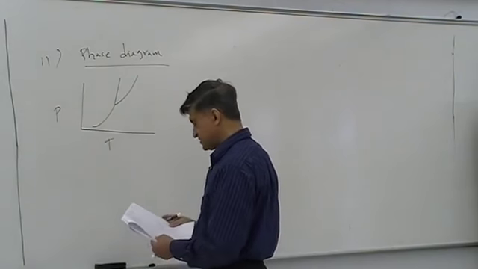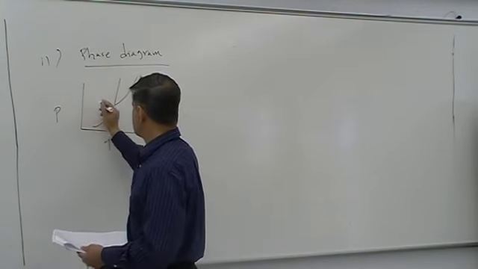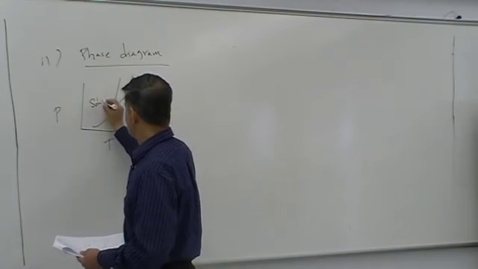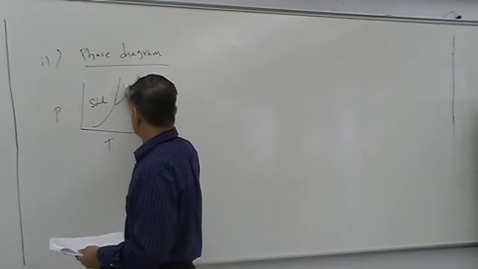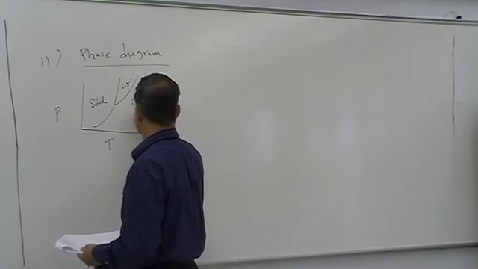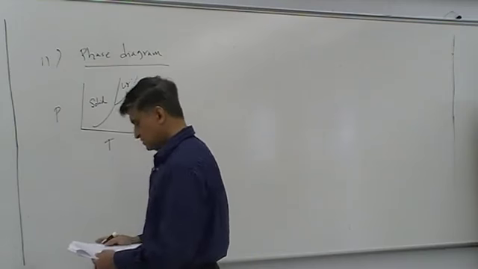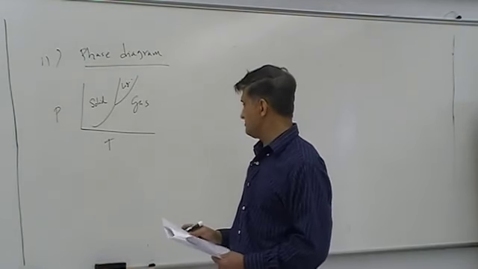Now if this is the phase diagram, on the left hand side of these two lines is solid. In between these two you have liquid. And on the far right, these are all gas. So that's what we need to know. First, the composition of the phase diagram.